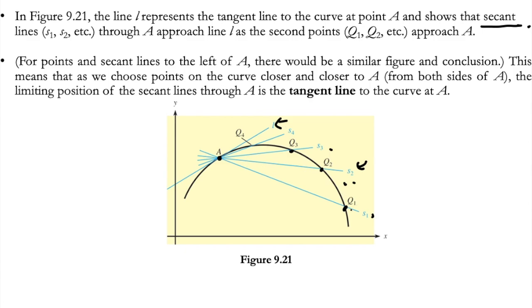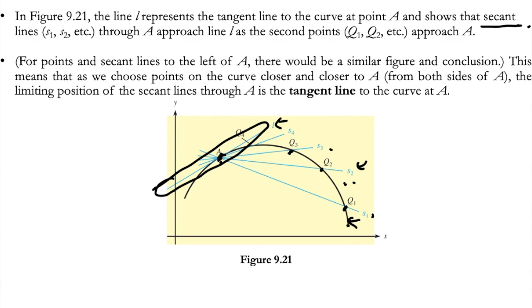You can see that the distance between the new point and point A becomes smaller and smaller. And then if you go further, the distance can't even be seen because it's exactly at point A, which is on this curve. So this straight line is a tangent to this curve at point A.